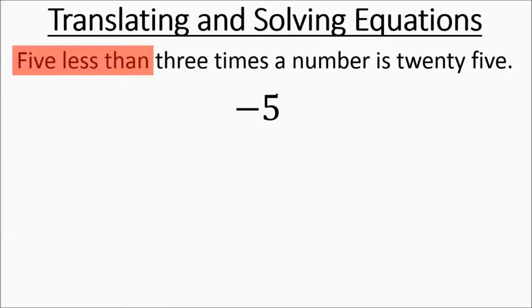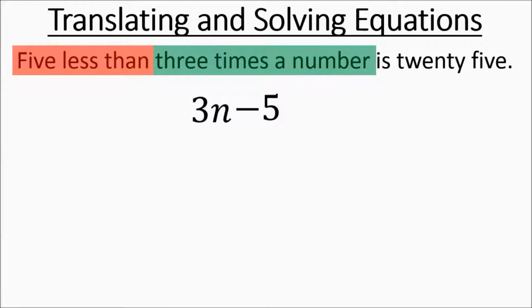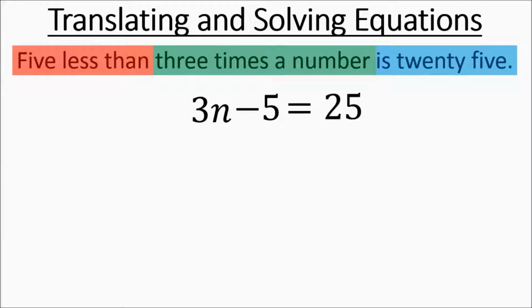And then we have this 3 times a number. We're going to tune into this part. And that's basically saying 3n. You can use whatever variable you want. I usually use n just because it stands for number. And then we have the is 25, which means equals 25. The word is usually going to mean equals in any of these equation type problems. So now we have just 3n minus 5 equaling 25.